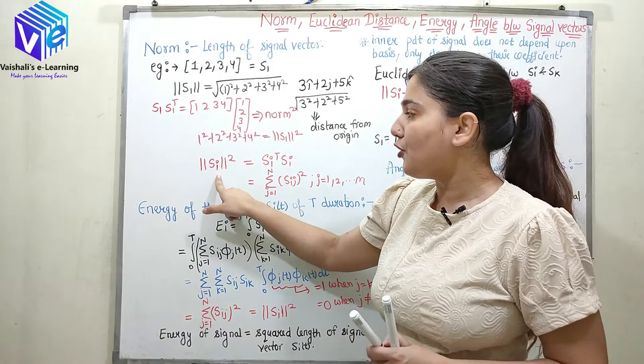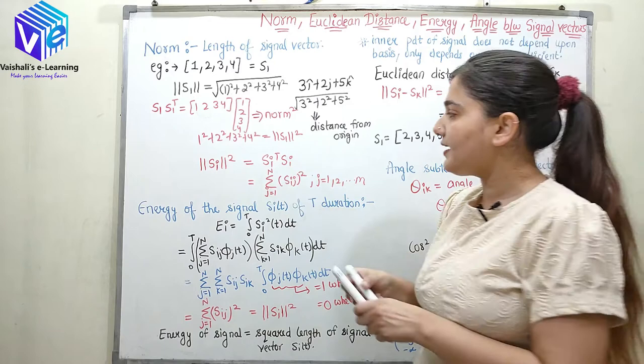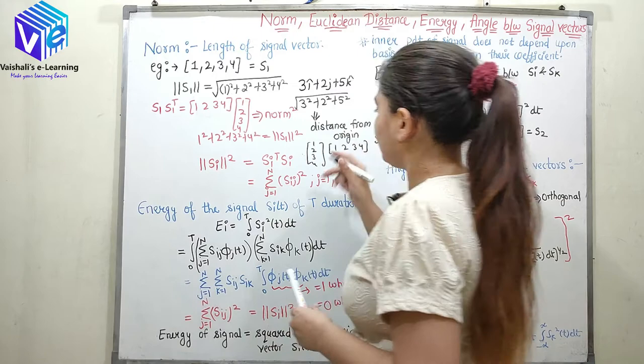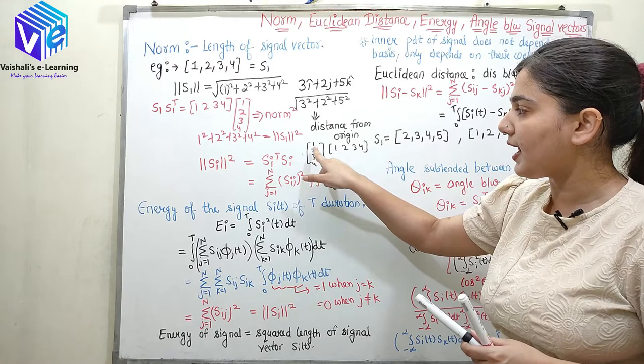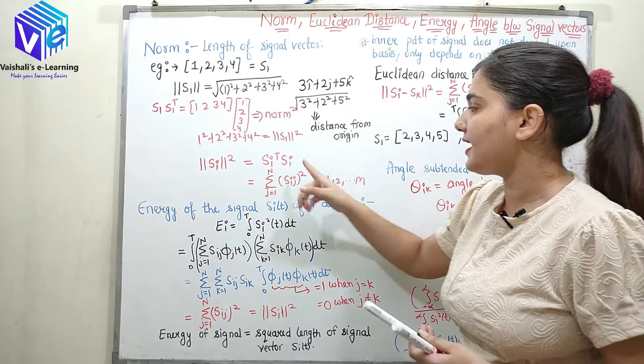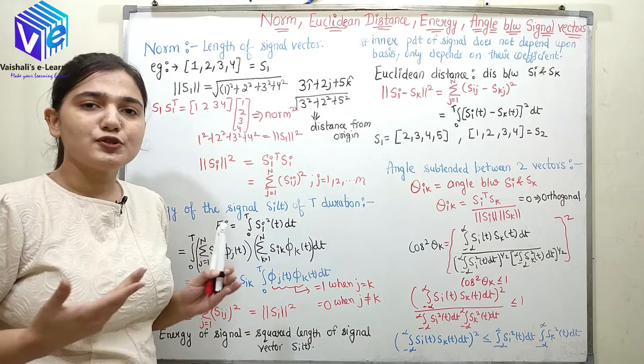I hope now it is very clear with the help of this example. I can take the transpose first as well. I can take the column vector first, 1, 2, 3, 4, and now I can multiply it with the same signal vector. Here I have represented it as si transpose and this is in the form of simple si. So I can represent it as si transpose si as well as si into si transpose. Both of these representations are giving me norm square.